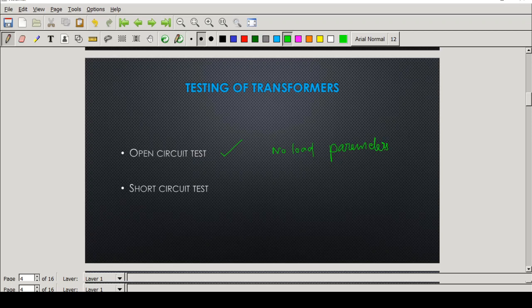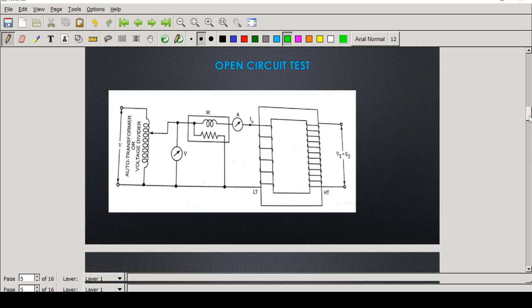The other one is the short circuit test, under loaded condition. Okay, short circuit test is under loaded condition, how to determine the other parameters, that is resistance as well as the reactance of the windings. So first we will move on to the testing of transformers, that is open circuit test.